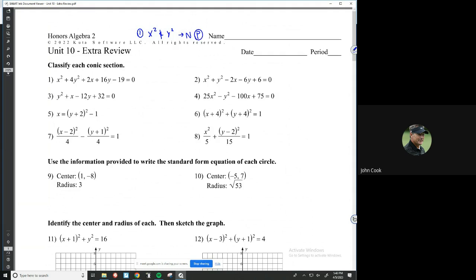So let's look for some parabolas. Let's hunt them down. This one has an x and a y squared. This one only has a y squared, so this is a parabola. This one will only have a y squared on it. That's it, no x squared, so parabola. This has an x and a y squared. 2 has an x and a y squared. 4 has an x and a y squared. 6 has an x and a y squared. 8 has an x and a y squared. Okay, so we have 2 parabolas, number 3 and number 5. Okay, next question.